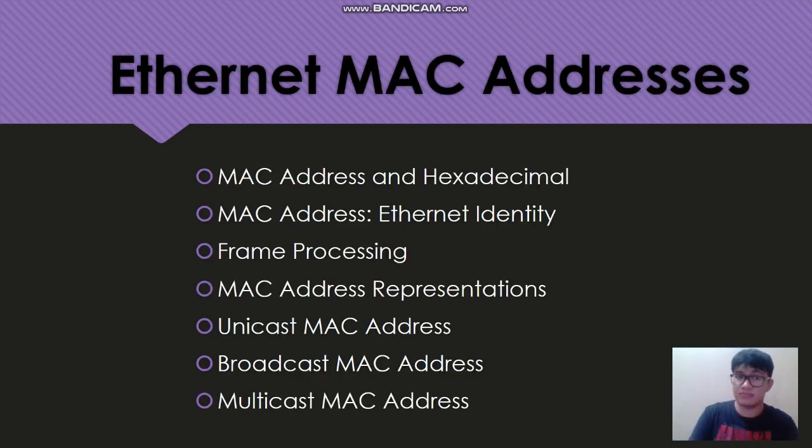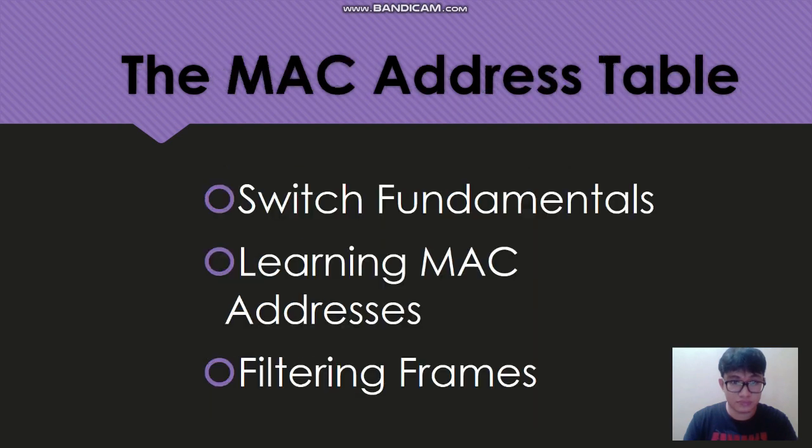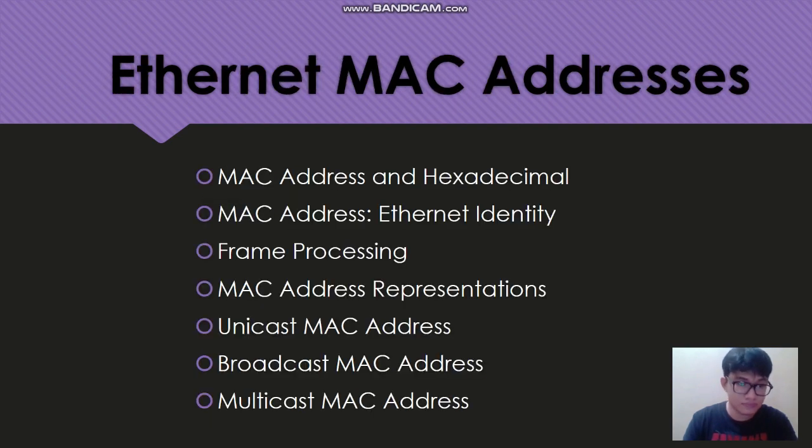Next is the Ethernet MAC addresses, and the first one in this is the MAC address and hexadecimal. An Ethernet MAC address is a 48-bit binary value expressed as 12 hexadecimal digits, or 4 bits per hexadecimal digit. Just as decimal is based on the base 10 number system, hexadecimal is a base 16 system. The base 16 number system uses the numbers 0 to 9 and the letters A to F.